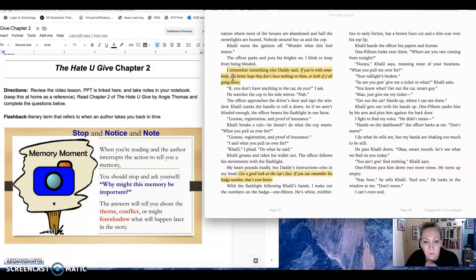All right, this points out to me, and I'm actually thinking some more here, because this is scary for her, right? Why might this be important? Well, she established that Khalil is dealing, right?